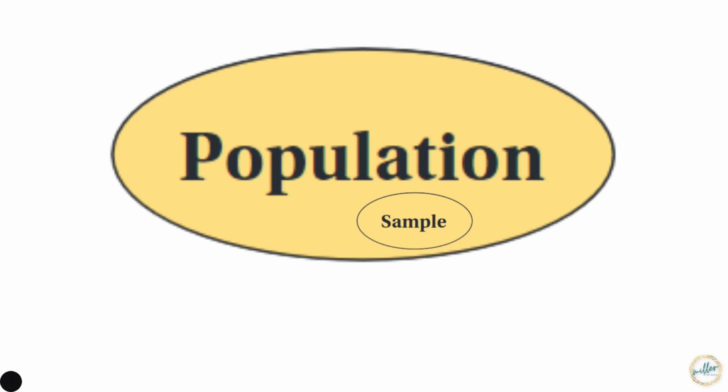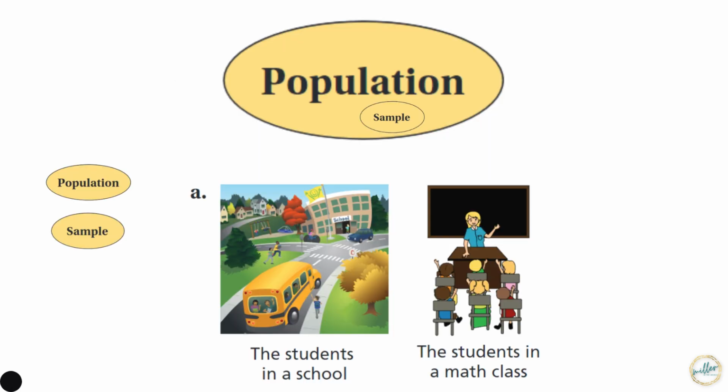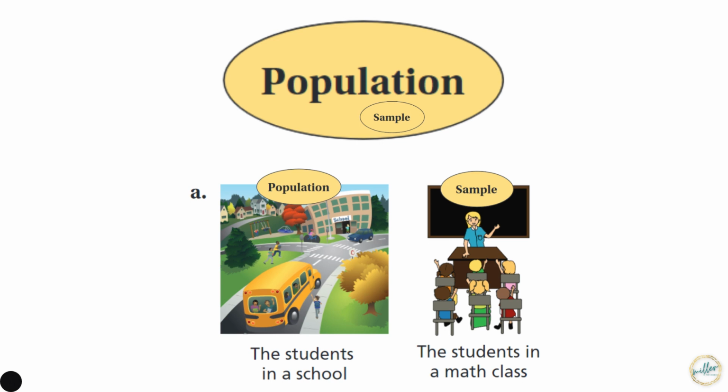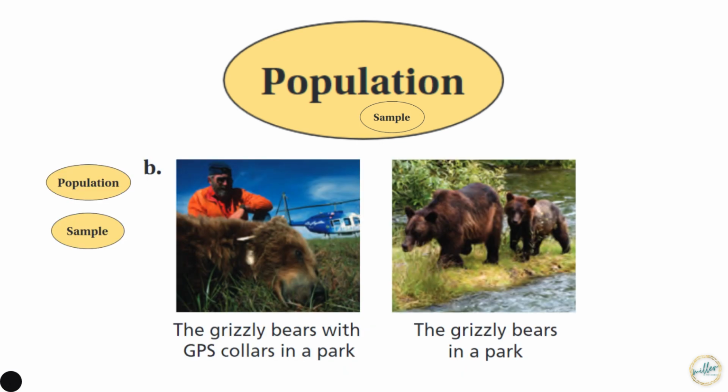The first main concept we need to understand is the difference between a population and a sample. Let's look at some examples. The students in a school versus the students in a math class. One of these is a population, and one would be a sample of the population. Which would be which? The population would be the students in a school, and the sample would be the students in a math class. The whole population is the entire school, where a small part of that population is the students in the math class.